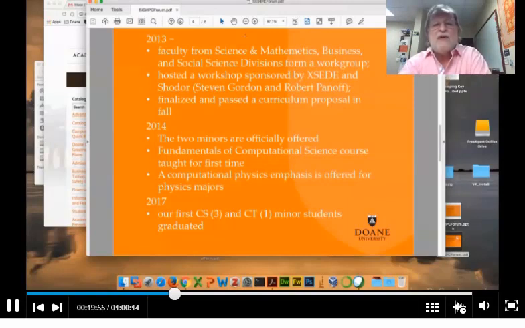Okay, so fall 2014, we have our two minors in the catalog. We're teaching the fundamentals of computational science for the first time. We also added a computational physics emphasis for our physics majors. In 2017, we have our first graduates of this program. So we had three computational science minors. We had one computational thinking minor, and at that time we didn't have any computational physics majors yet, but we do have some online now.